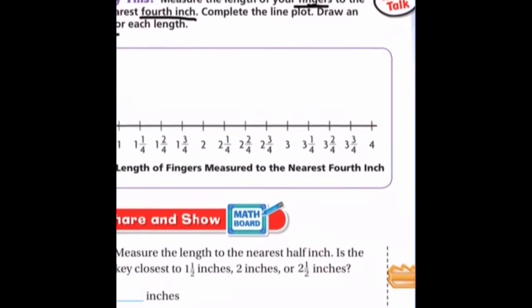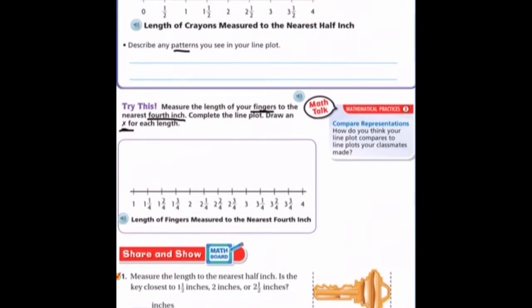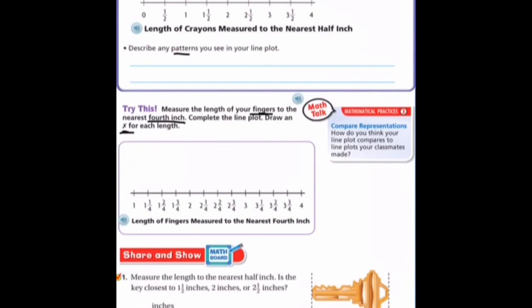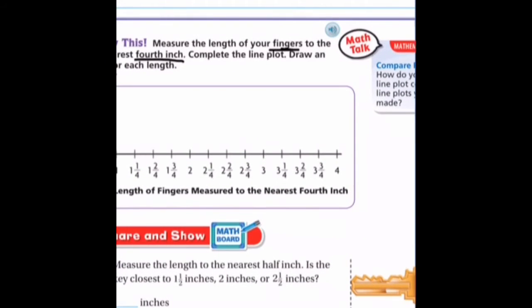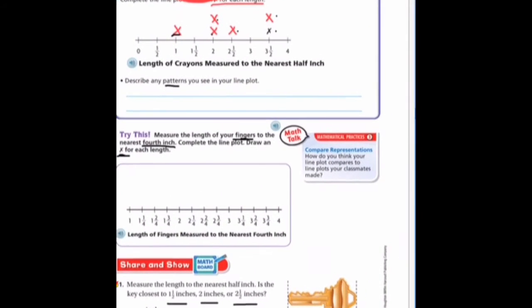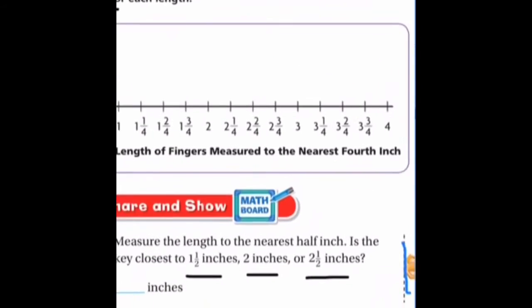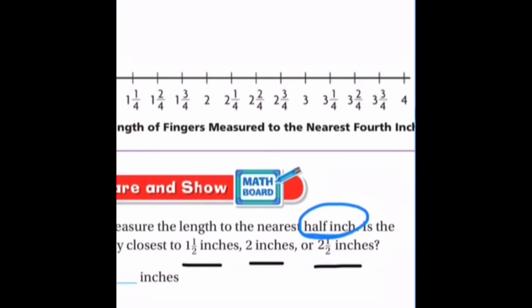Share and show. I'm just going to look at the first one and then let you guys do the rest on the next page. You will need to show me your share and show. Measure the length to the nearest 1/2 inch. Is the key closest to 1.5, 2, or 2.5? You will need your book and a ruler to measure this distance from here to here, and then whichever one it's closest to, the nearest 1/2 inch, you'll write it right there.